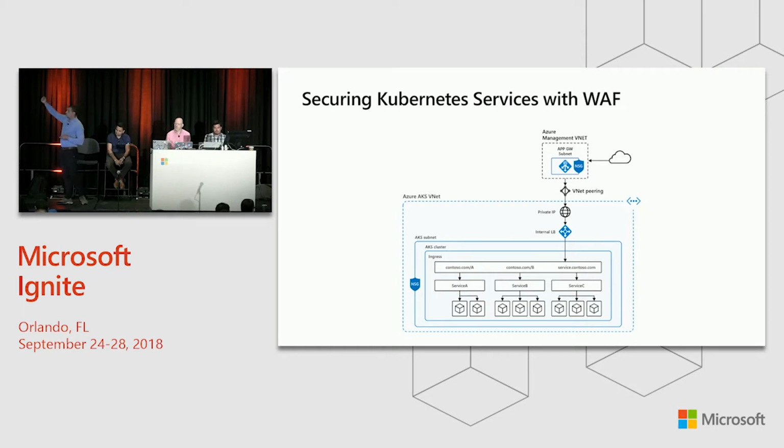So the traffic flow will be from the internet. It's going to hit the Azure Application Gateway. Azure Application Gateway will route the traffic to the load balancer, and then from there, it's the same traffic as before. You can do SSL termination also on the web application firewall.